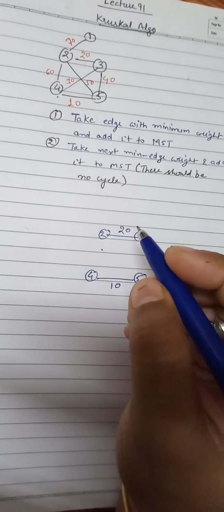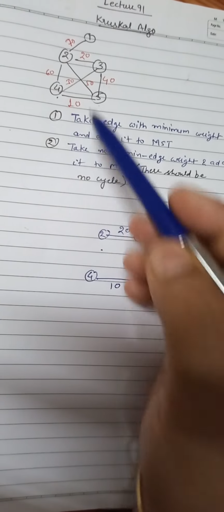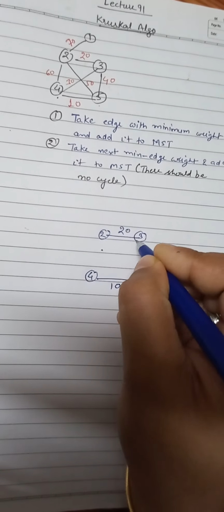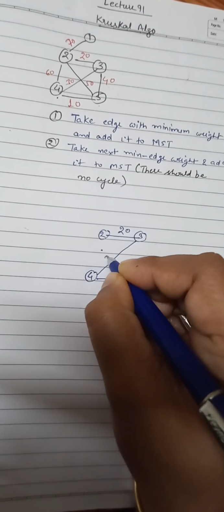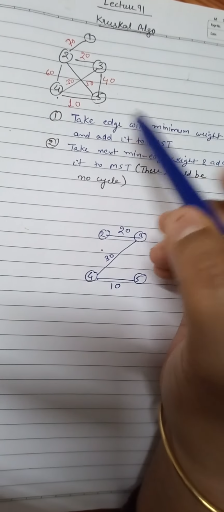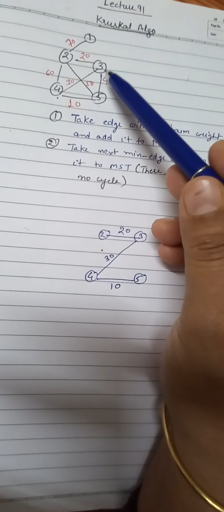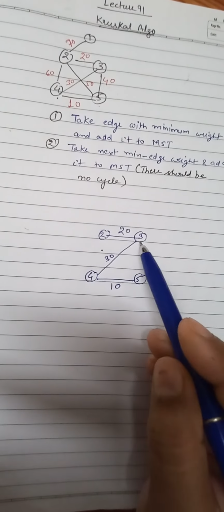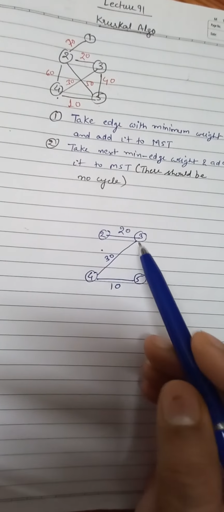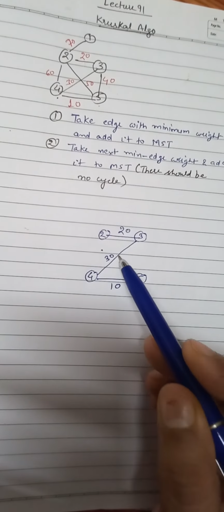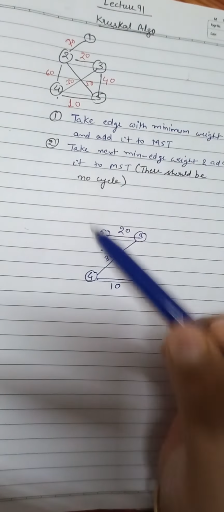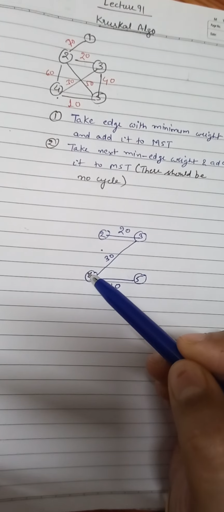Right? The next one is what? Next one we have 30. This one 4 to 3, 4 to 3 with weight 30. Now we will see here. The next minimum is 40, but if we take 40 then it will make a cycle, so we will not take this one. And if we take 50 also, it will also make a cycle like this, so we will not take this also. And if we take 60 also, it will also make a cycle.